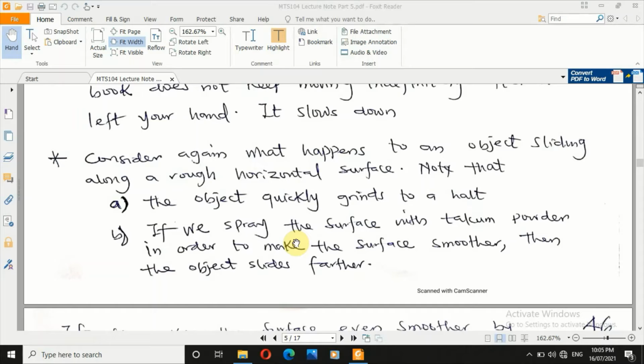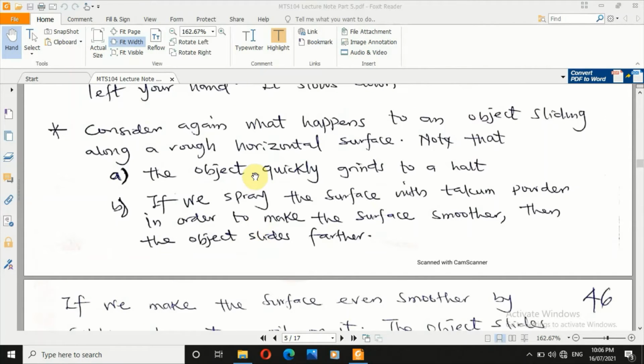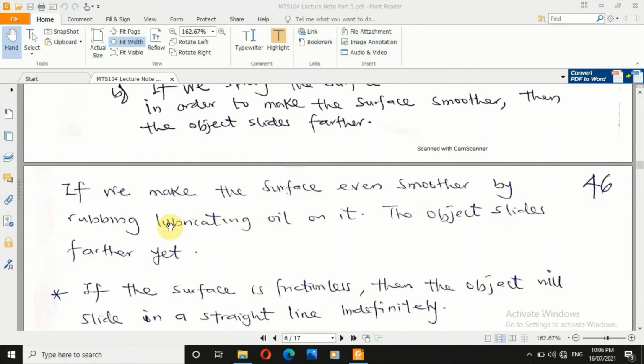So if we use powder to make the surface even smoother than before, you know that the object will cover a larger distance compared to the first one that is very rough. Now, if we make the surface even smoother by rubbing lubricating oil on it, the object slides further. So you now see that in this case the friction is very high, in this one the friction is medium, and in this case the friction is very, very low.